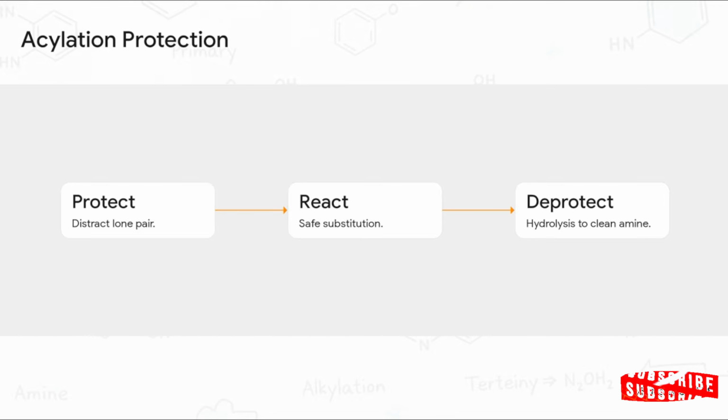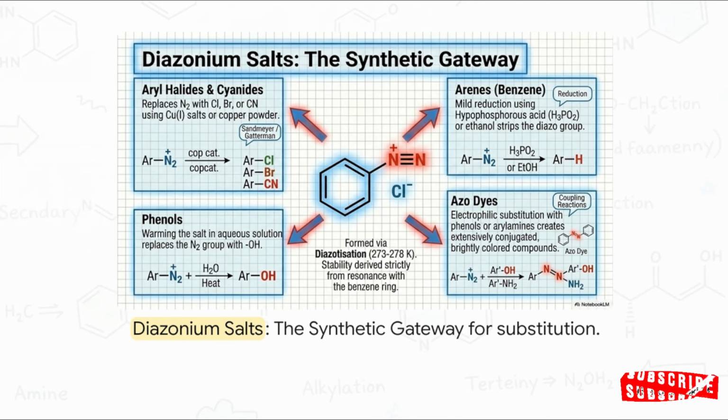Think of it like putting a temporary muzzle on an overly excited dog while you groom it. We react the amine with acetic anhydride, which temporarily distracts some of that lone pair's attention over towards a carbonyl group. Now the ring is calm enough to undergo normal substitution. Once we're finished, we just wash the muzzle off with water through hydrolysis, and we are left with a perfectly clean, para-substituted amine. Once you've got that protection strategy down, you unlock diazonium salts.